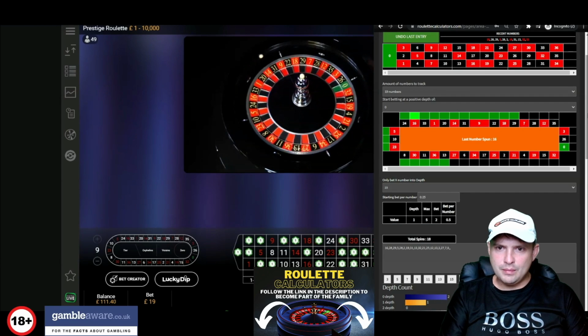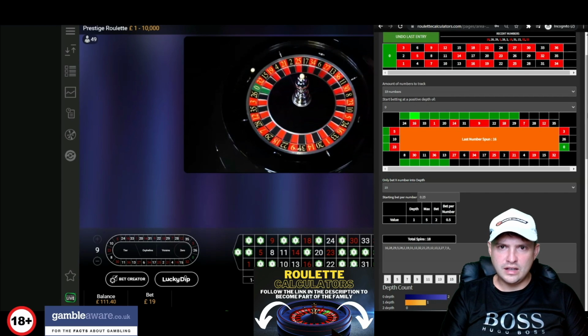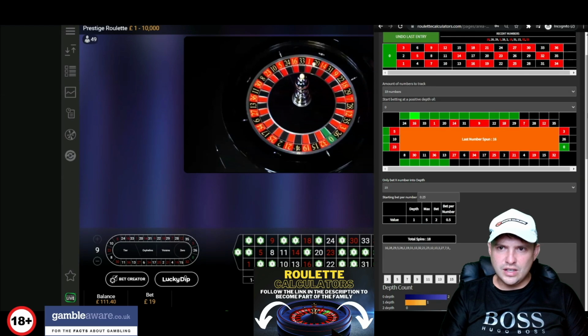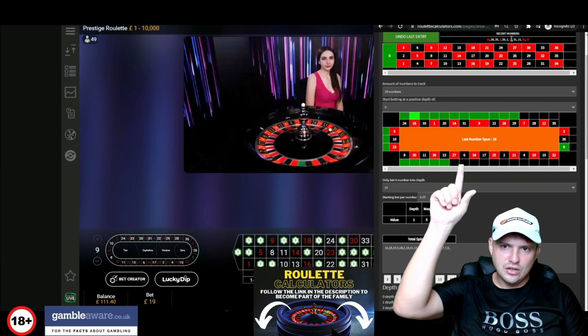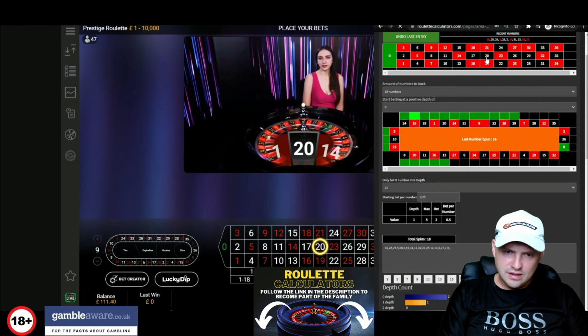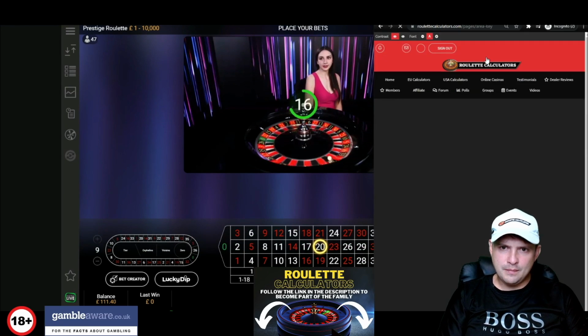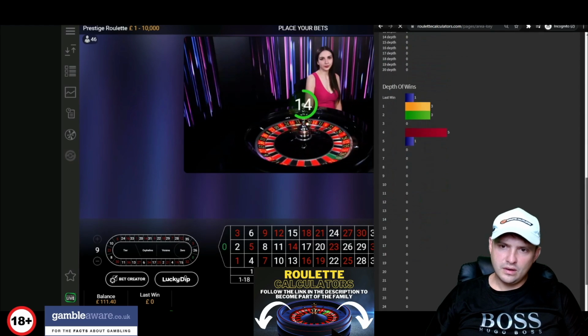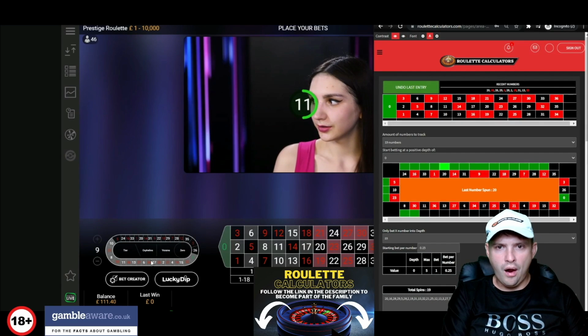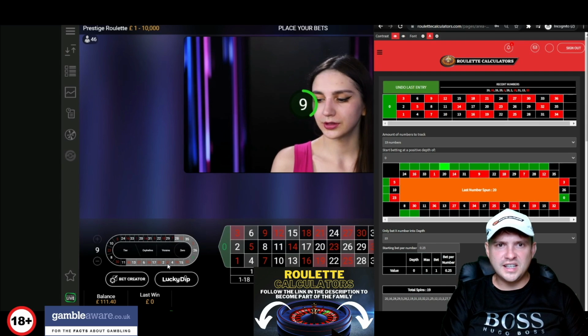So let's see what happens here. Is it going to go to the unhighlighted? It looks like it's going to the highlighted this time. It went to number 20, which is just up there, if you can see. So that was a bit of a miss there for Sam. It's currently on Prestige Roulette.